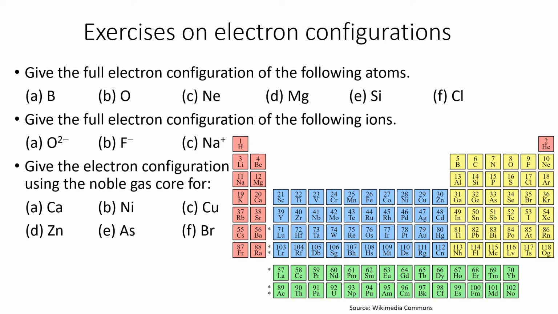And so now we're going to put that into practice with a few exercises and see if we can write the electron configurations for some atoms, some ions, and then in the fourth row of the periodic table, getting used to putting them down using a noble gas core. So just pause the video, have a go at these. You've got the periodic table to refer to there, and I'll give you the answers in just a second.